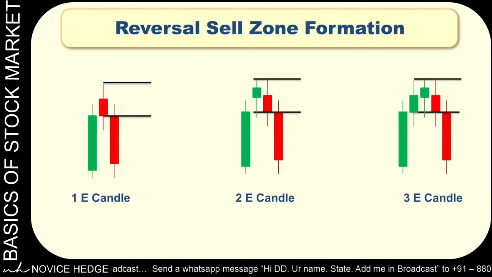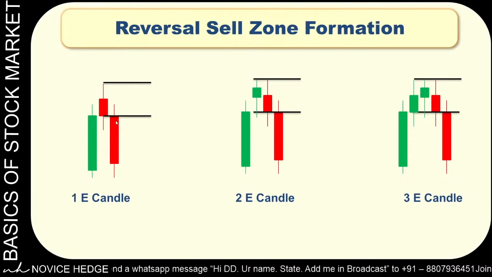They call it a base candle, so the concept is quite different, and you'll understand in the upcoming slides, don't worry. This is the reversal sell zone formation. Here we have the 1E candle, 2E candle and 3E candles, so they can form a sell zone.